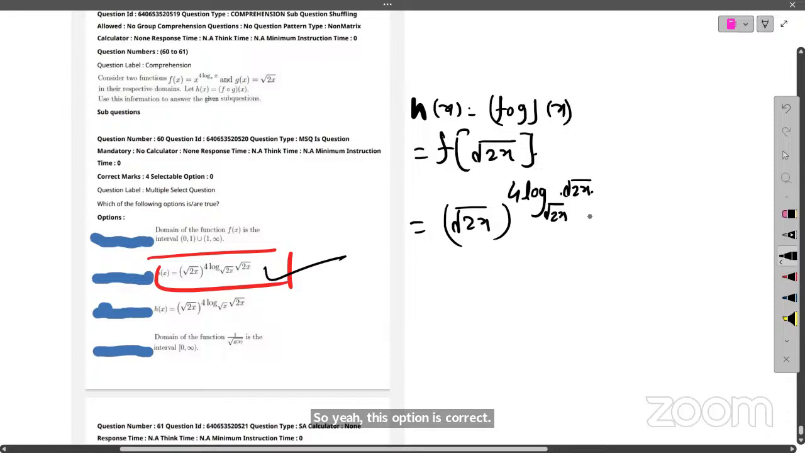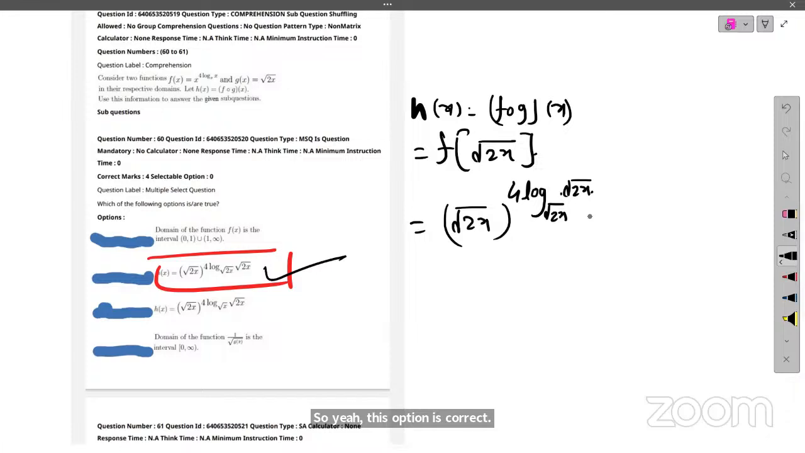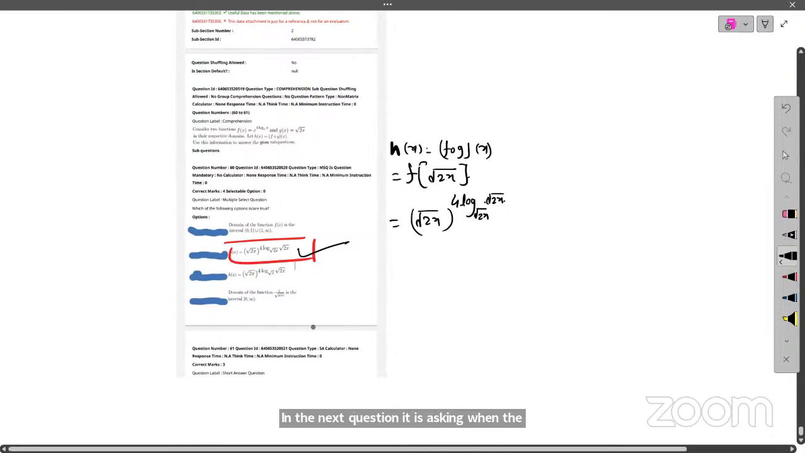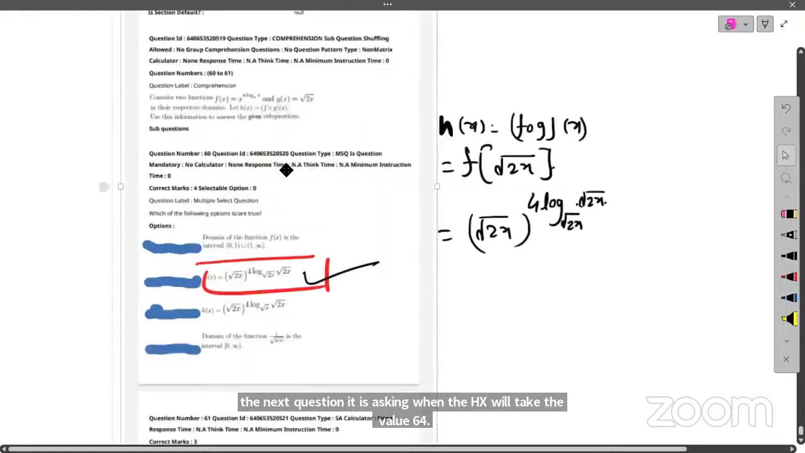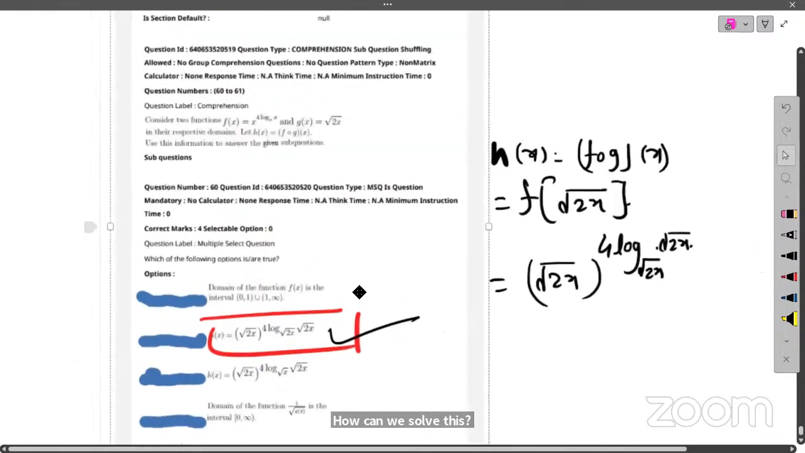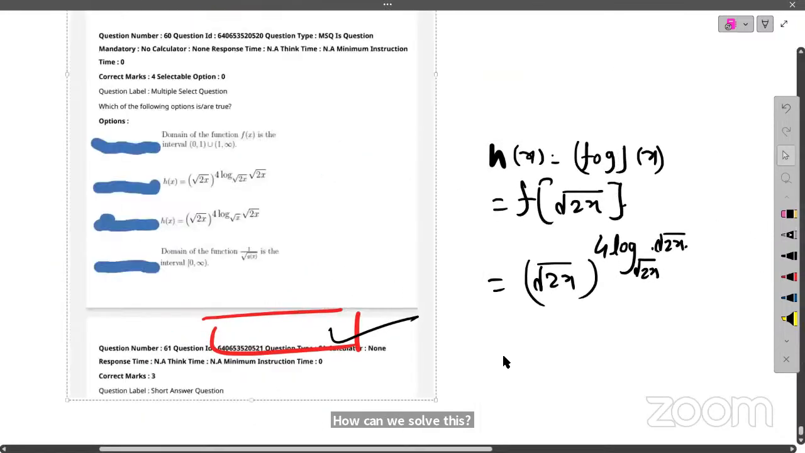In the next question, it is asking when h of x will take the value 64. How can we solve this? Okay, so it says that when h of x takes the value 64, yes, h of x is equal to 64.